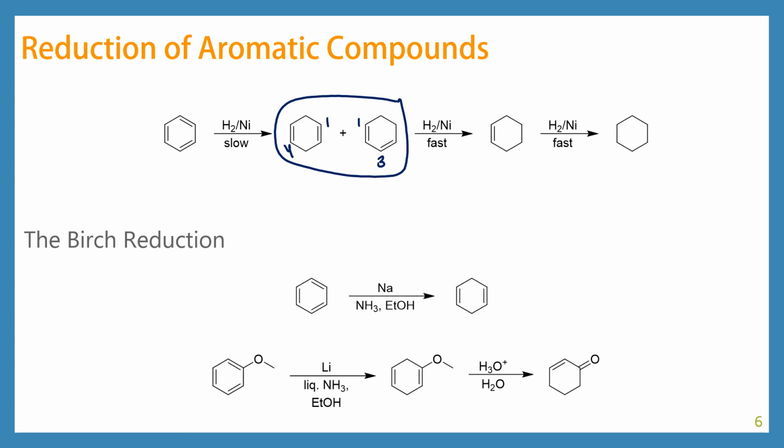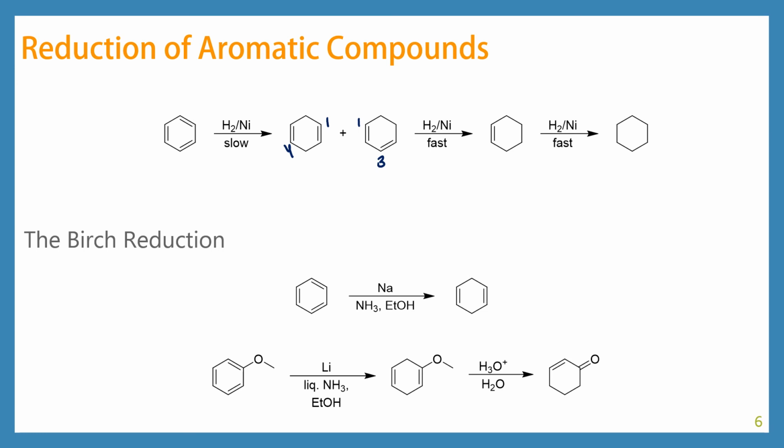And then if you add in your same hydrogen gas and transition metal, you're going to very quickly get rid of one of your double bonds to give you cyclohexene. And then you can further remove that one by adding in the same hydrogen gas and transition metal to get you cyclohexane. So that is one way to reduce an aromatic compound. However, it's going to take probably a lot of heat and pressure if you actually want to see that first step ever occur. So another way to do this would be to use the Birch reduction.